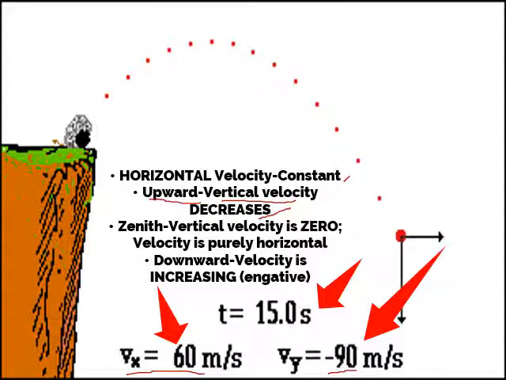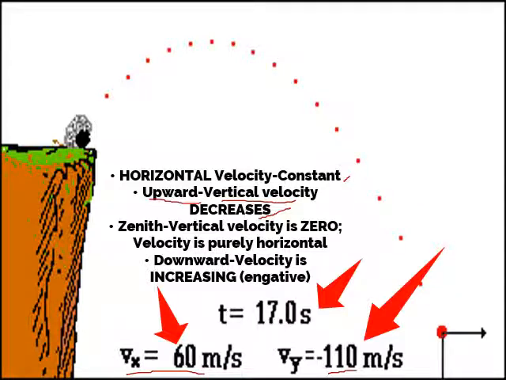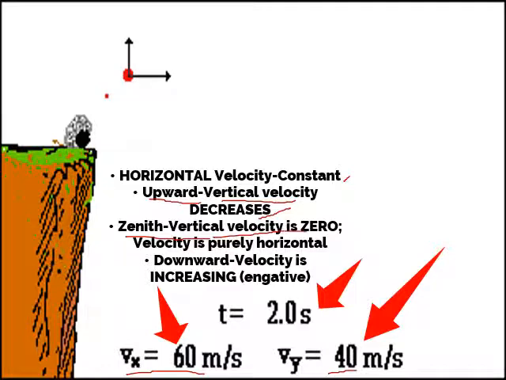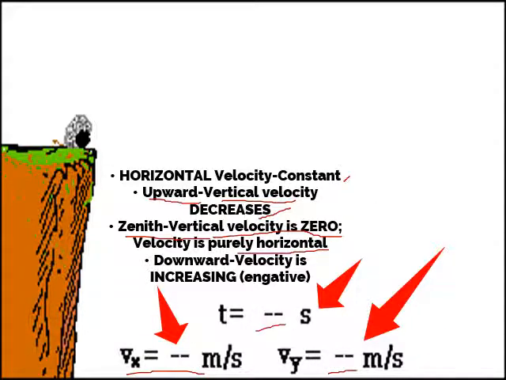Okay? So, let's take a look again. Mapapansin ninyo, it started with 60, then 50, 40, 30, 20, 10. Okay? Up until it reached its maximum height. Again, now, at maximum height, vertical velocity is 0. Therefore, velocity is purely horizontal. Notice the 6th second, that is the time when v sub y is 0.